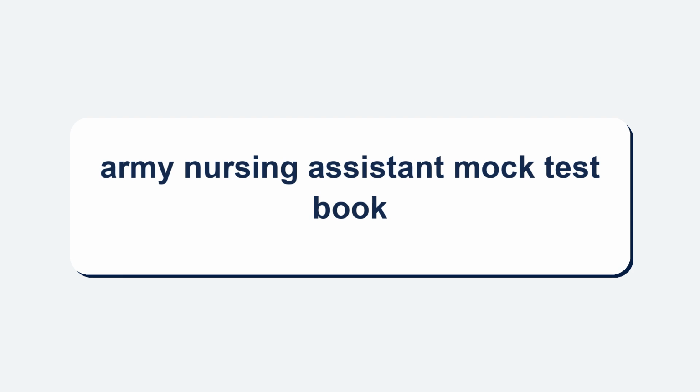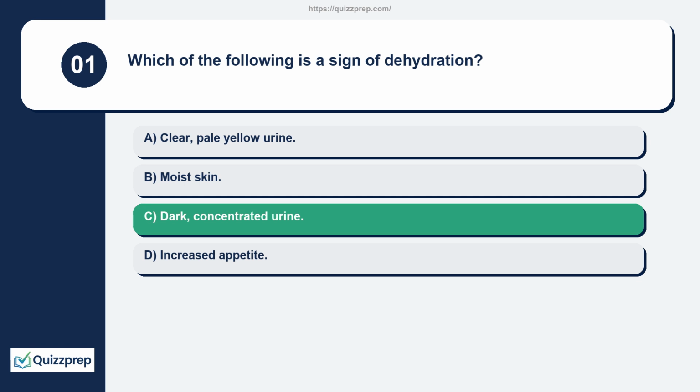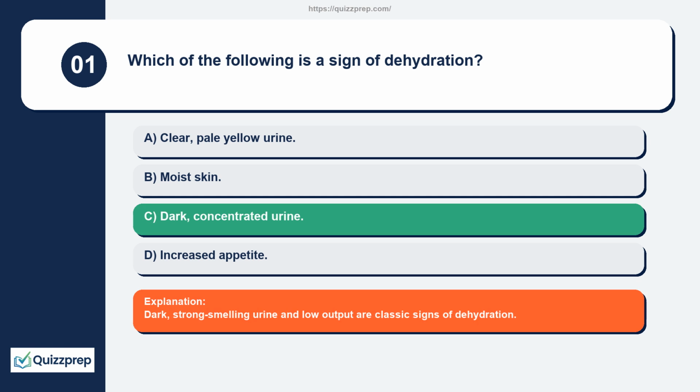Army Nursing Assistant Mock Test Book. Question 1. Which of the following is a sign of dehydration? Clear, pale yellow urine. Moist skin. Dark, concentrated urine. Increased appetite. Dark, strong-smelling urine and low output are classic signs of dehydration.